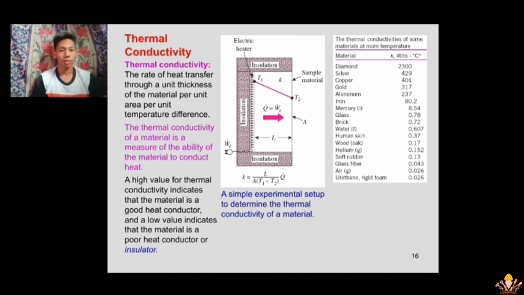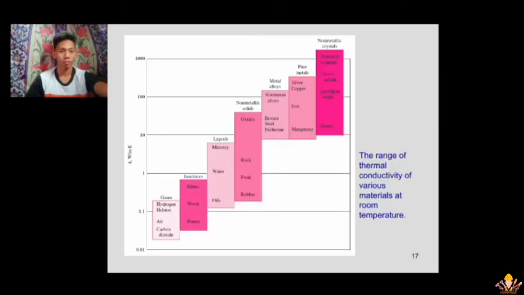Thermal conductivity is the rate of heat transfer through a unit thickness of the material per unit area per unit temperature difference. We have the given table of the thermal conductivities of some materials at room temperature. This is the range of thermal conductivity of various materials at room temperature.